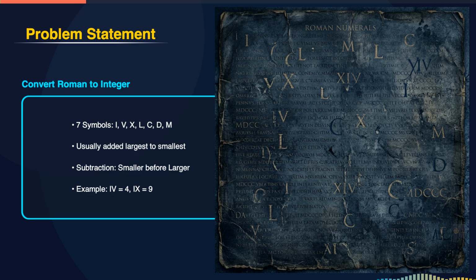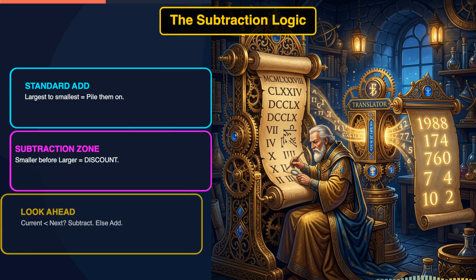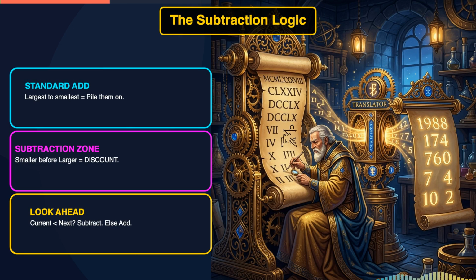But, as we know, there are special cases where subtraction is used, like 4 being written as IV instead of 4 ones. Think of the challenge here. If we just add every symbol, we will get the wrong total for numbers like 9 or 40. We need a way to detect when a smaller symbol is acting as a subtractor for the larger one following it. To solve this in O(n) time, we use our golden rule.